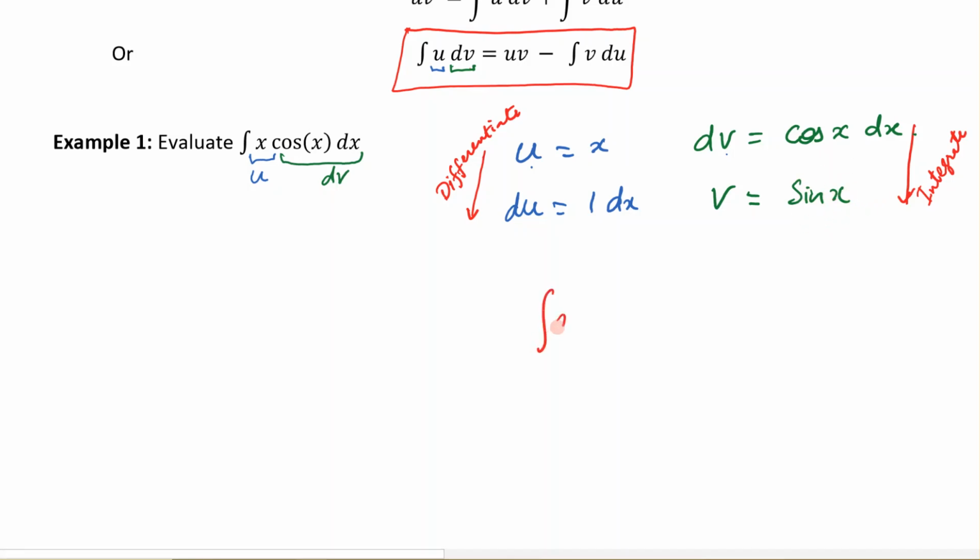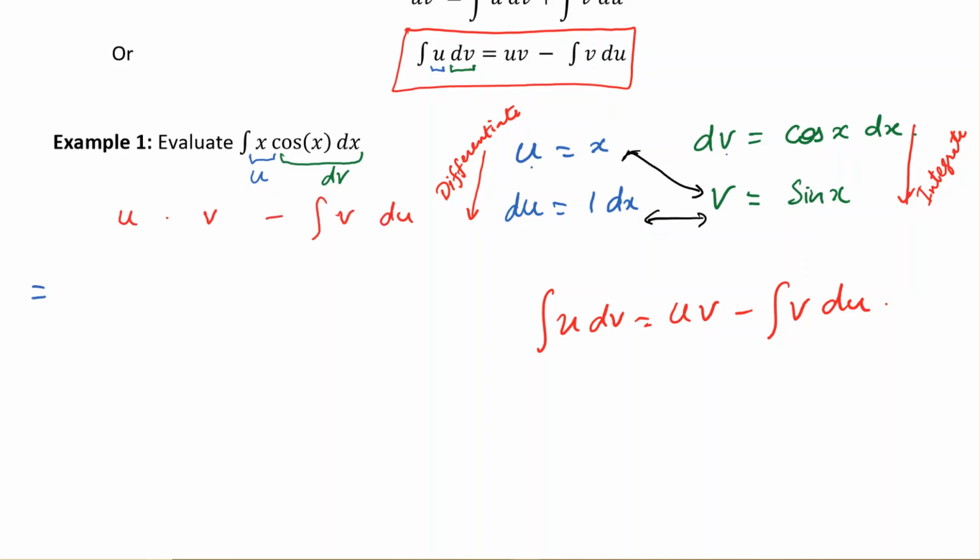Our integration by parts formula is: the integral of u dv is equal to uv minus the integral of v du. If we just notice it, it's like a diagonal multiplication of u and v, and then the integral of v du. So we go diagonally for the multiplication, and we get our integral on the right hand side.